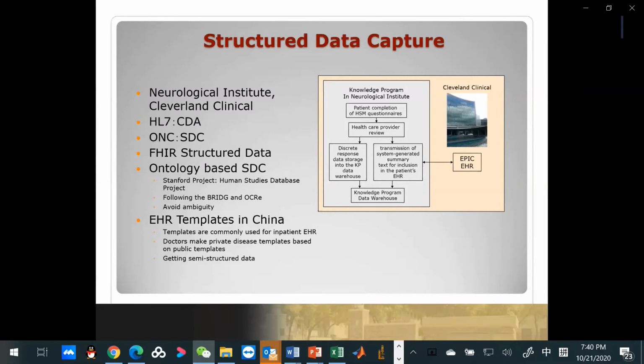Many academic organizations and institutions do a lot of related work, for example, HL7, CEA, FAIR, and so on.